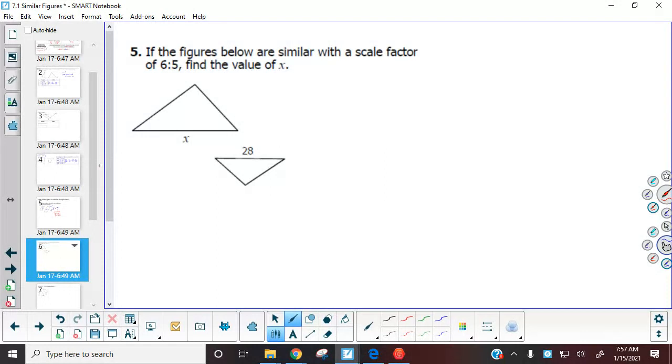All right, I'm going to go over it real quick. So you've got 6 over 5. Again, the big is on the top, small is on the bottom. Some people will be like, how do you know that? Well, think about it logically. 6 is bigger than 5. So this is the big triangle. This is the small triangle.